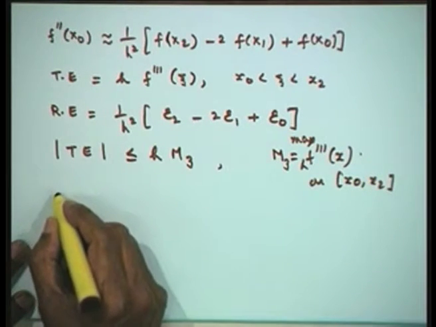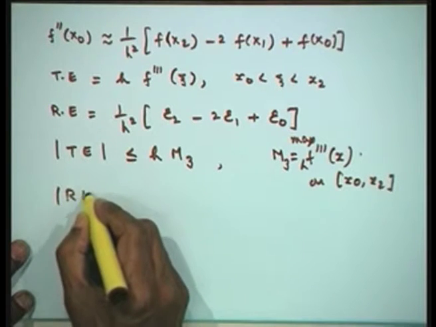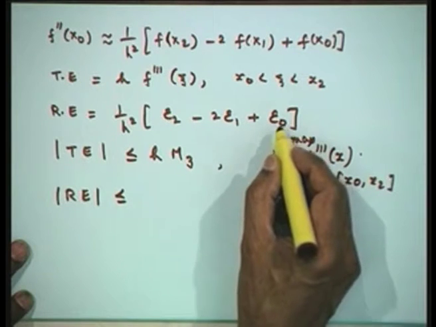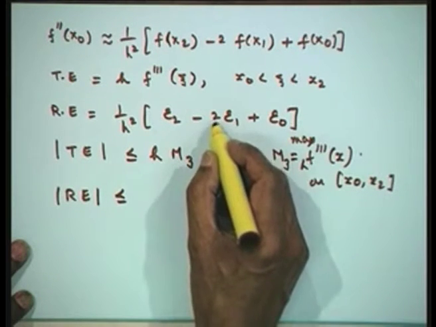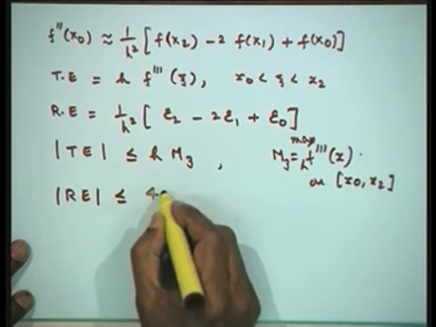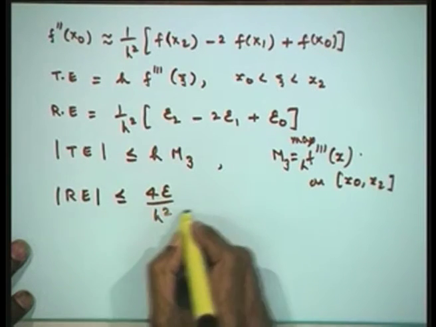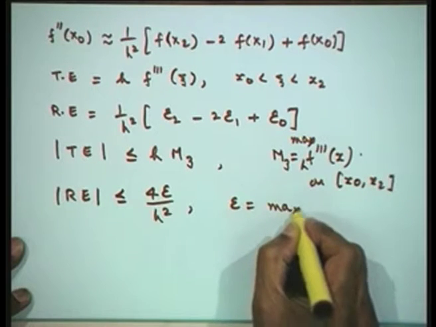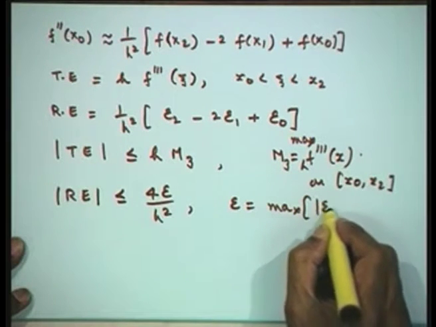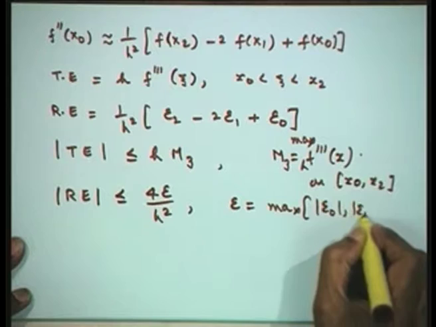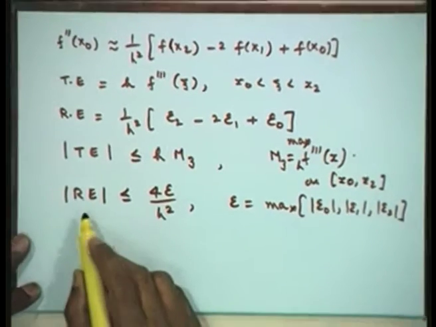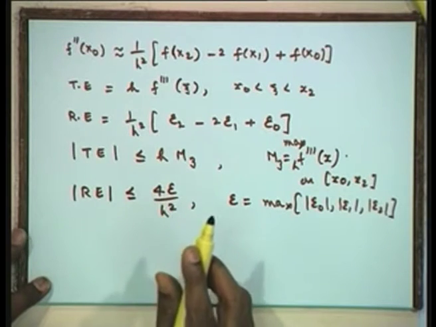Then we have taken the round off error and written the bound of the round off error as less than or equal to, we have maximized these ones and retaken it as epsilon plus 2 epsilon plus epsilon, that is 4 times epsilon upon h square, where epsilon is the maximum of the magnitudes of these 3 round off errors. Then I can write down the round off error is bounded by this.